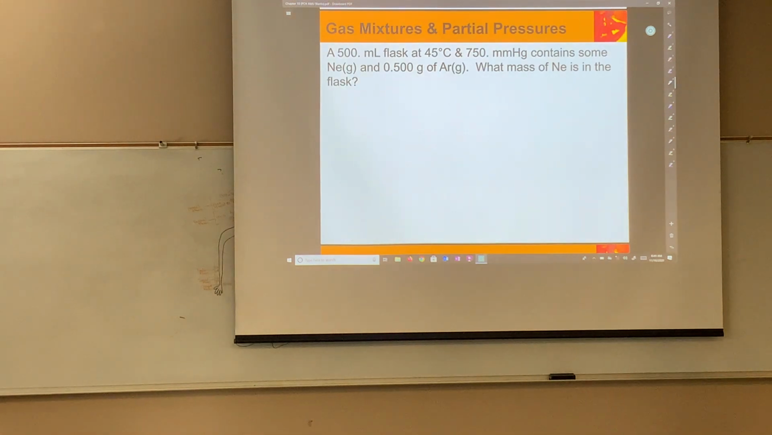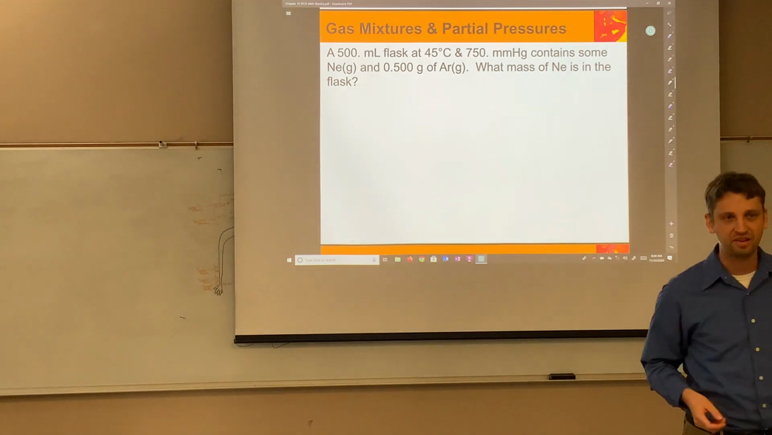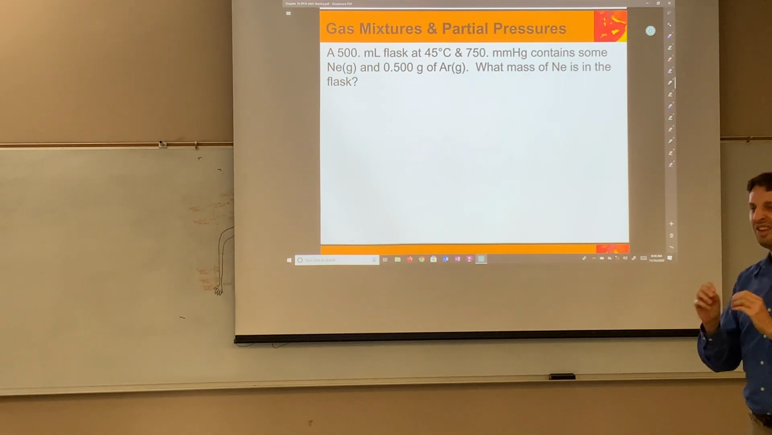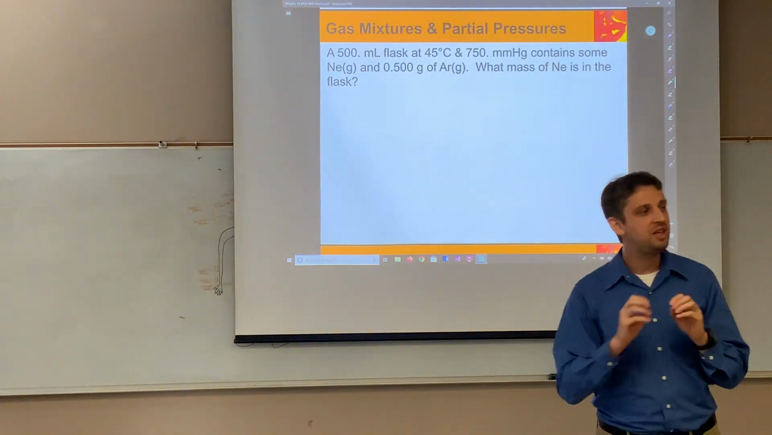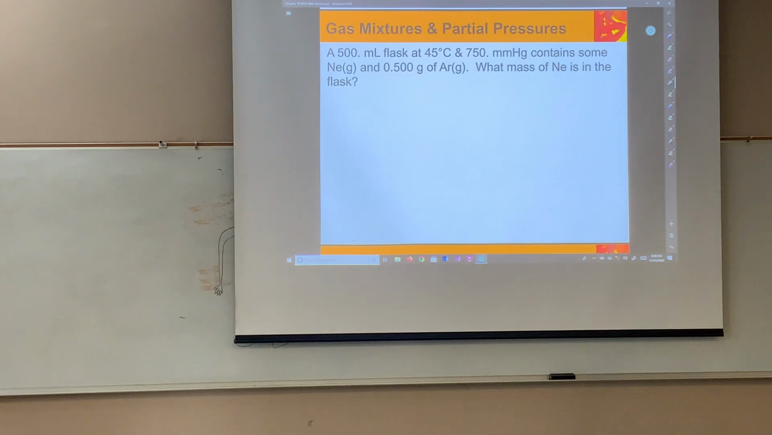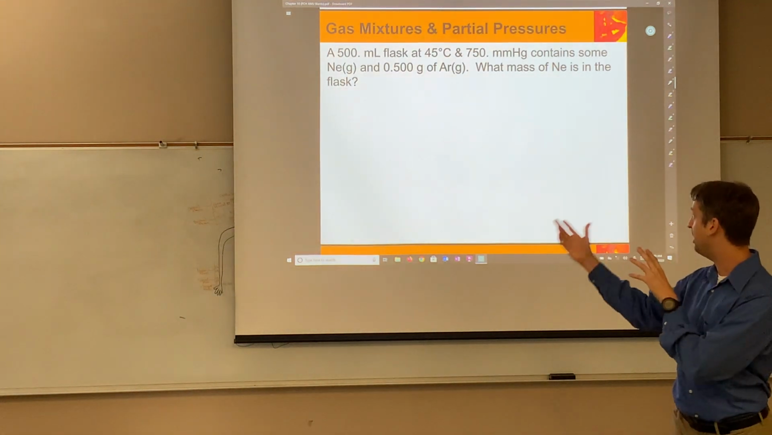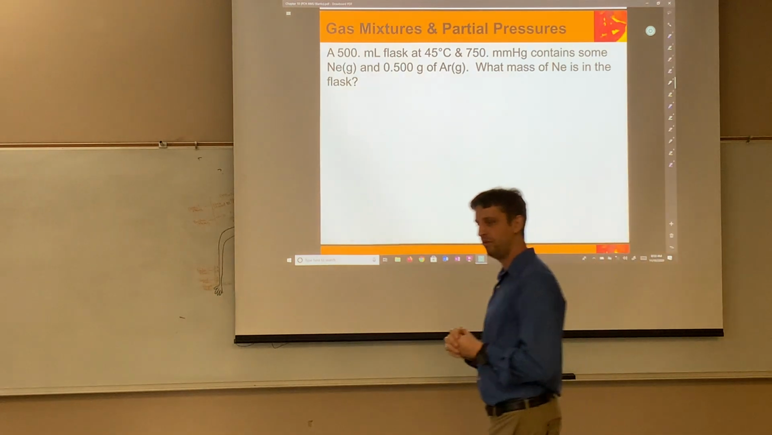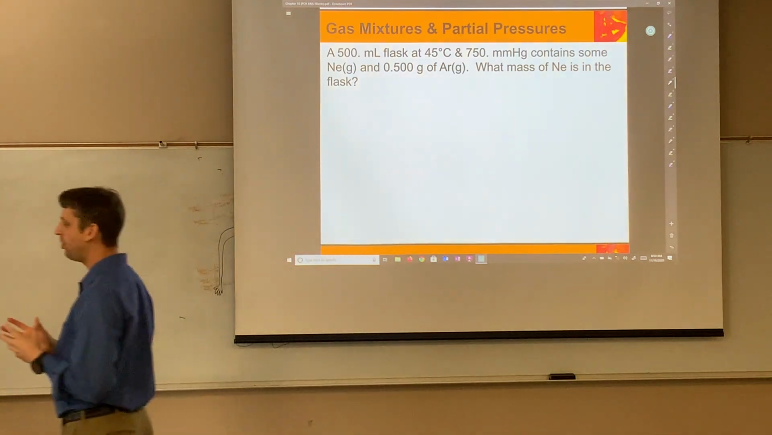So what is this problem telling you here? We've got a 500 milliliter flask with two things in there, and I give you a measure of pressure, 750 millimeters of mercury. What is that 750? That's the total pressure of everything. A part of that pressure comes from the neon, and a part comes from the argon. What are we trying to figure out? We need the mass of the neon that's in there.